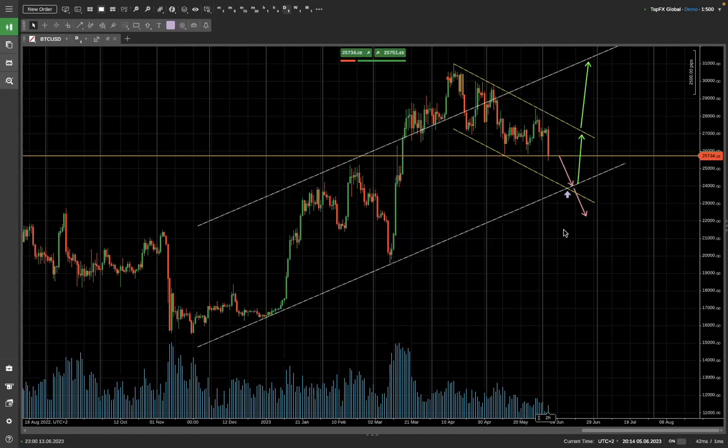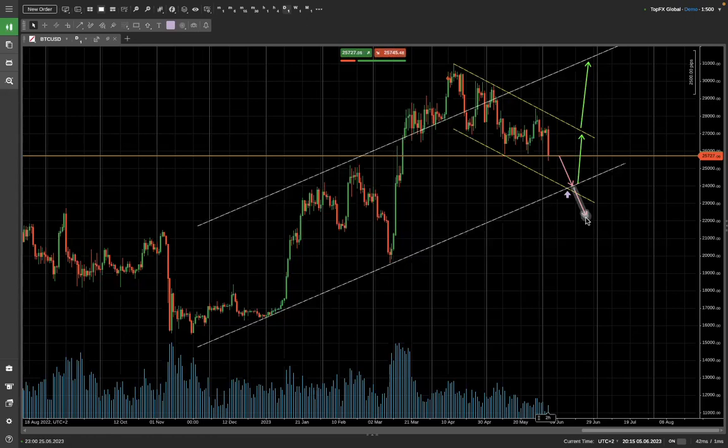Okay, so if this line holds, we will follow the green dots first towards the upper channel line, then eventually break out and move towards this channel line. Or if the bearish pressure is too big to handle, we might have some kind of breakout lower and we are out of the channel, which will be, of course, the indication of a potential trend change.